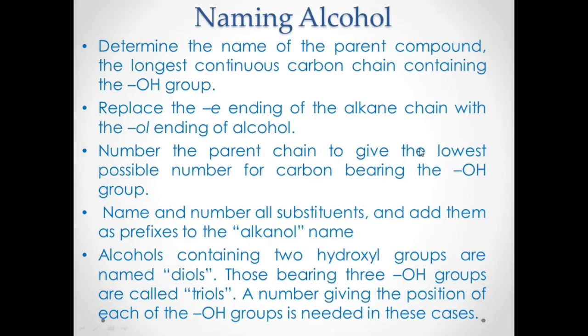Number the parent chain to give the lowest possible number for the carbon bearing the OH group. Remember, your OH or hydroxyl group is our priority. So you should number the longest continuous carbon chain in such a way that the carbon bearing the OH attains the lowest possible number. Name and number all substituents and add them as prefixes to the alkanol name. Then alcohols containing 2 hydroxyl groups are named diol. So if there are 2 OH groups attached to that parent compound, then you can name it as a diol.